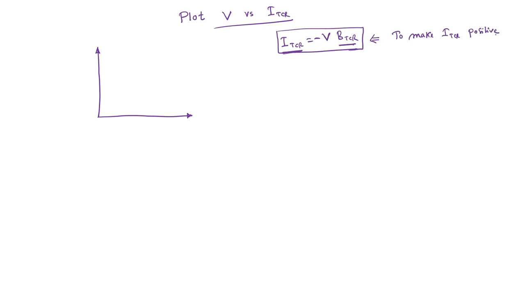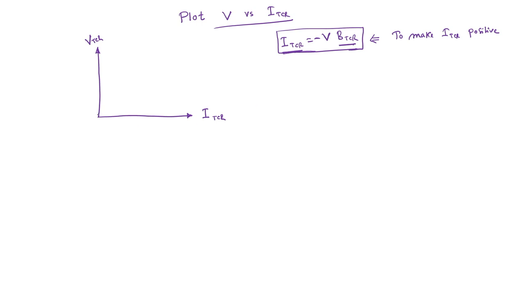Okay. Now, if we consider that this axis represents I_TCR and this axis represents V_TCR, then you can see that this relationship gives, since I is positive and V is also positive, and B_TCR is negative, so negative will be multiplied by negative and it will be equal to positive. So, it will be a straight line relationship with y is equal to mx.